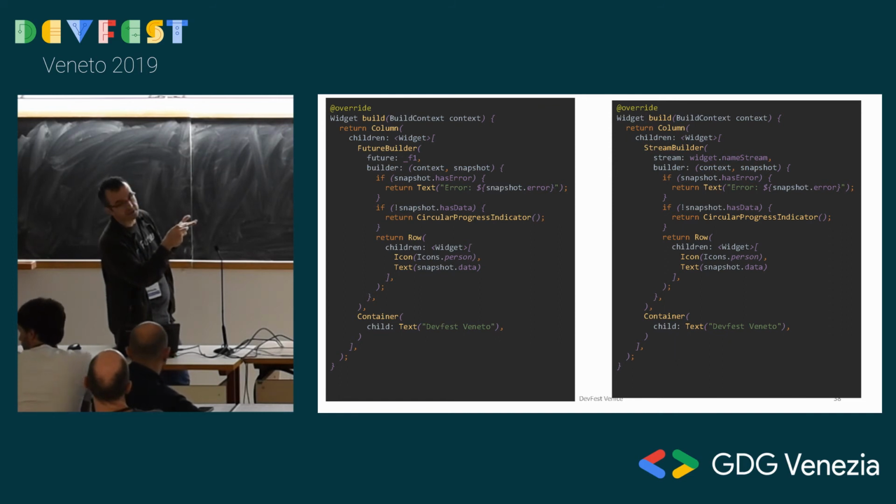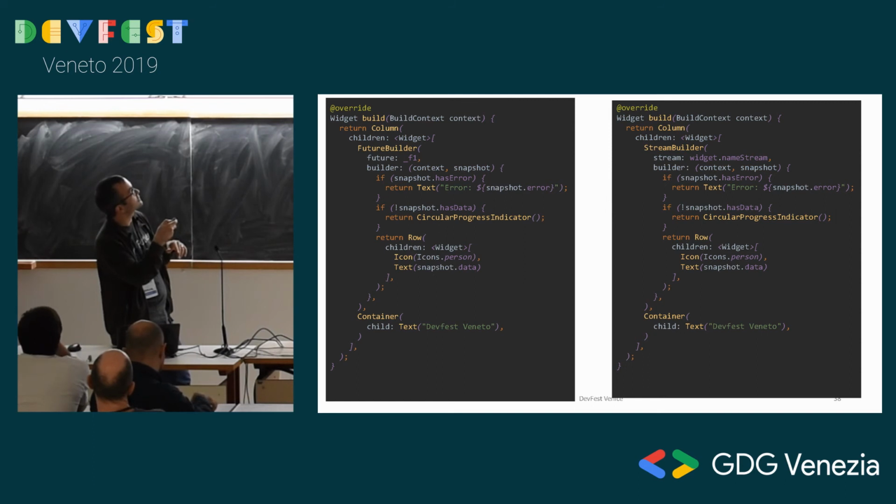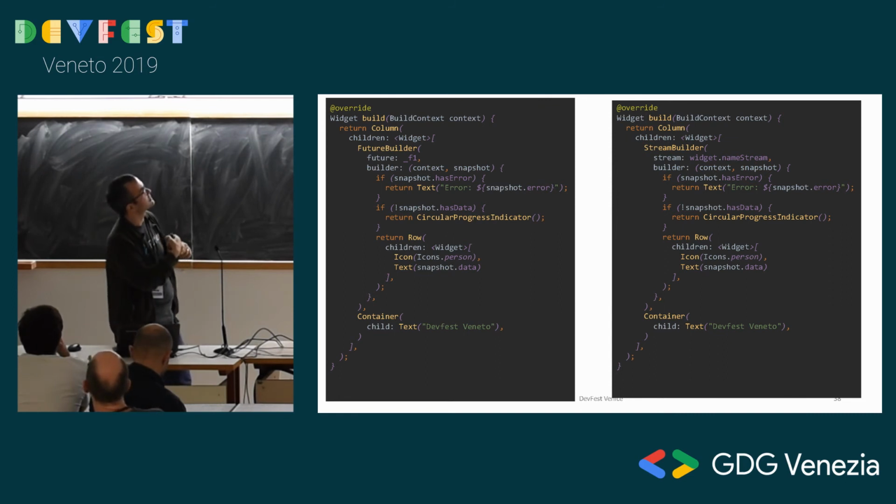Initially, well, it can have an error. Some errors can happen sometimes. You have the option to show it to the user or do whatever you want with it. If the snapshot doesn't have data, then you get to show a loading circle progress indicator, etc. So this is getting called whenever snapshot changes. If neither of this is true, so that means you have valid data, then you build your tree, and then it is displayed on the screen nicely.